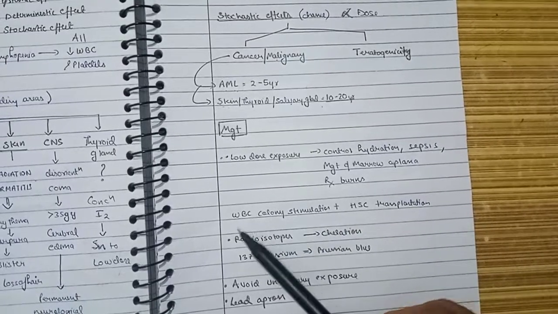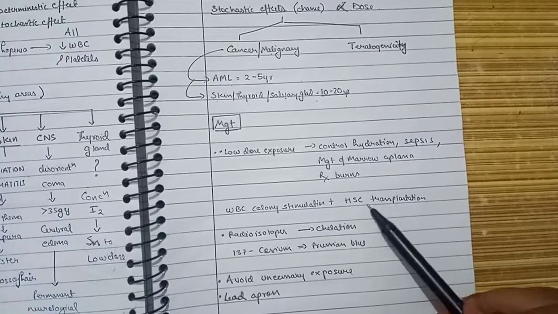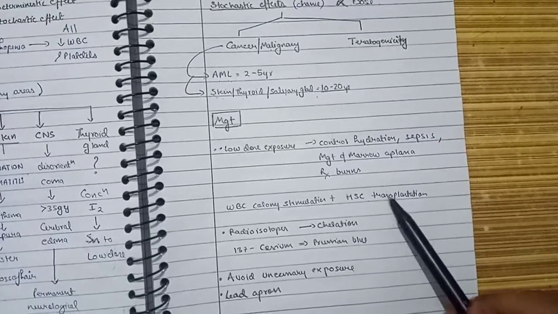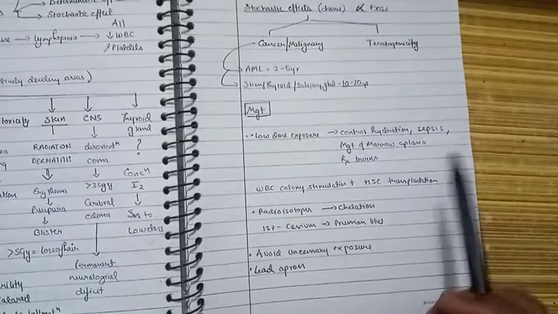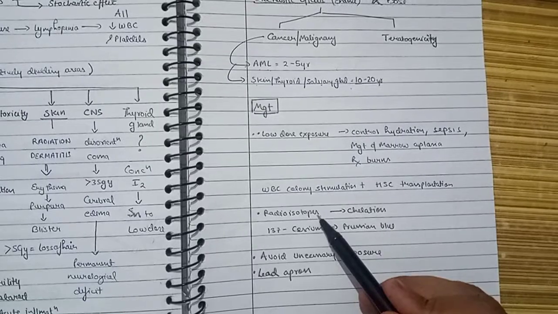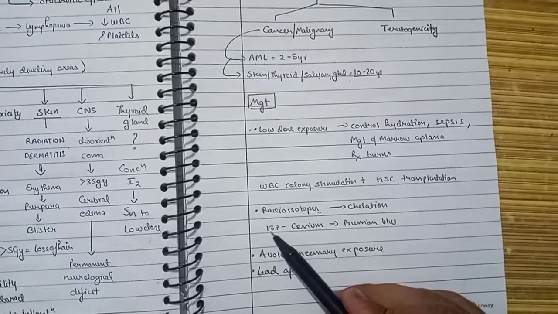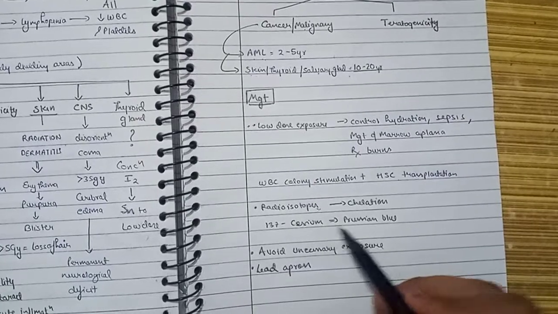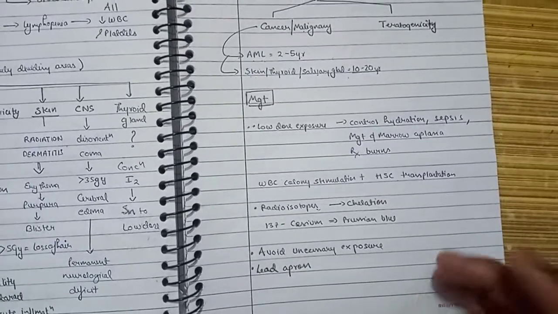So in this case, after controlling the hydration and sepsis, we need to manage the bone marrow aplasia. How we will do that? We can give WBC colony stimulation or hemopoietic stem cell transplantation. Also, the blister forms need to be treated. Also, in some cases where radioisotopes within the body are present, we need to chelate them with different agents. Like when within the body we have cesium-137, we use Prussian blue to chelate this radioisotope.